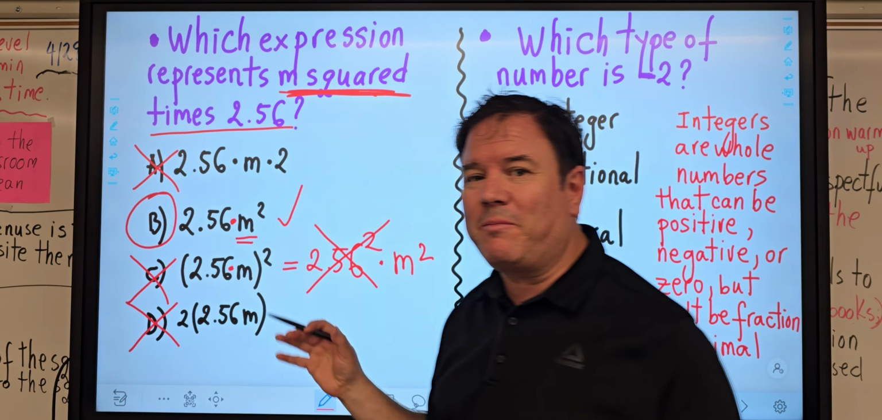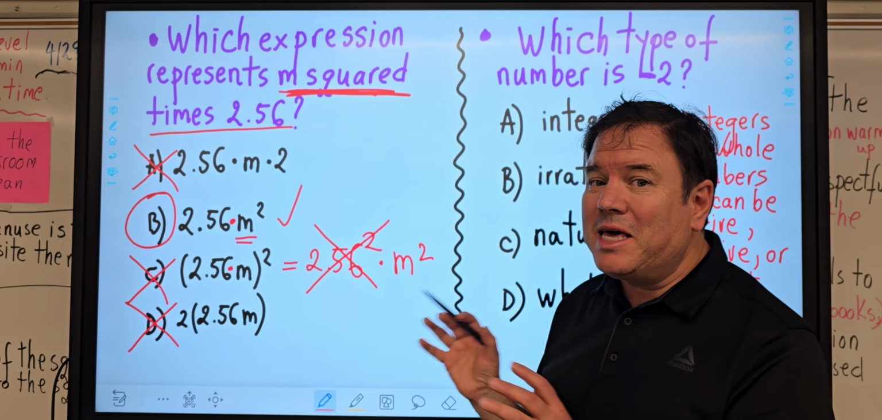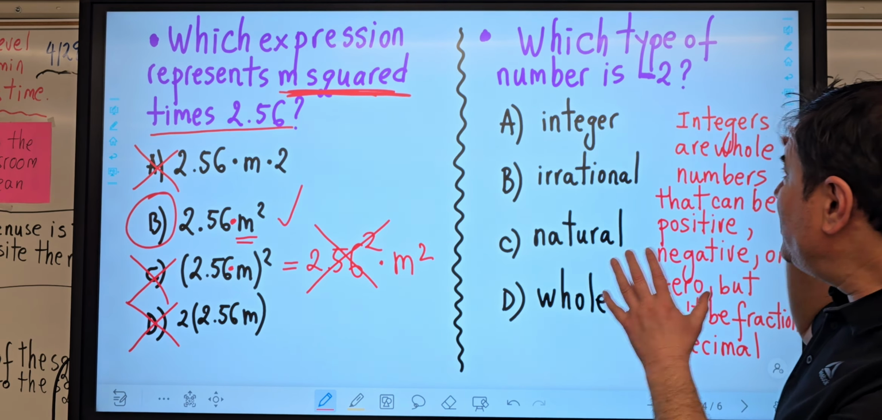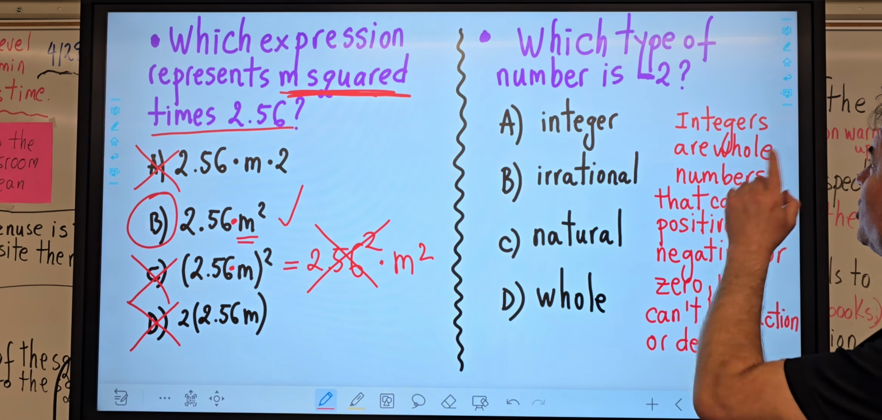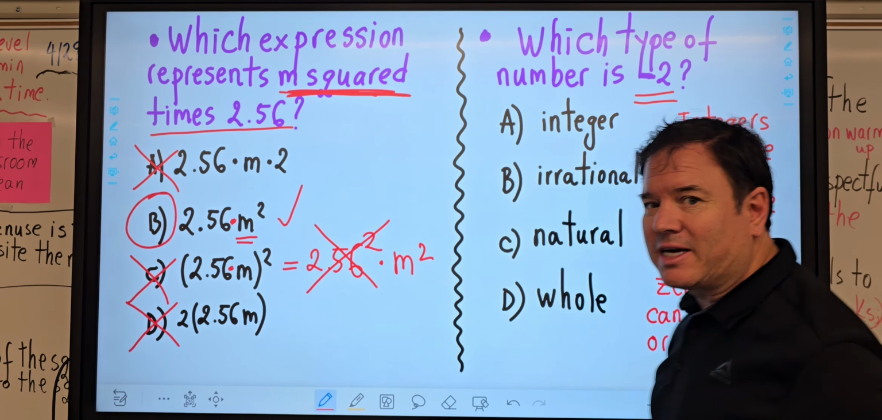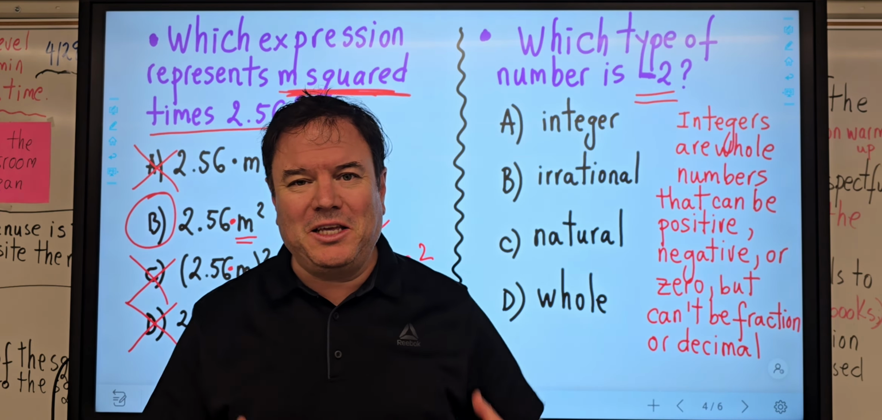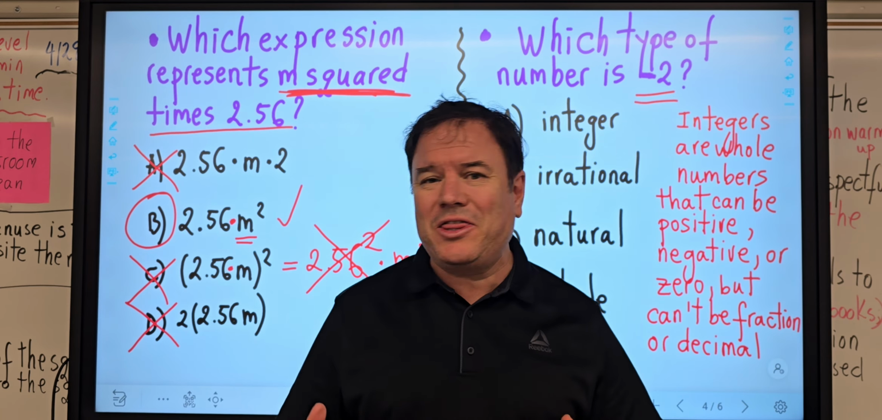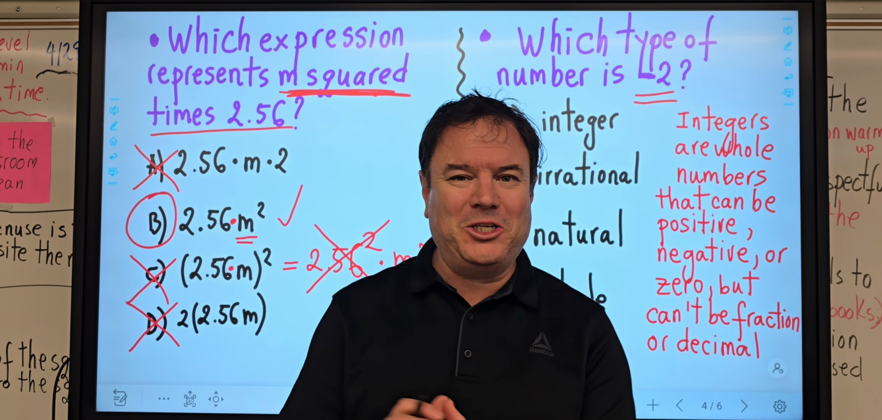Pay attention to this type of question because it can be a little tricky. Let's take a look at this problem here. Which type of number is -2? Okay, so we know that -2 belongs to the category of integers.